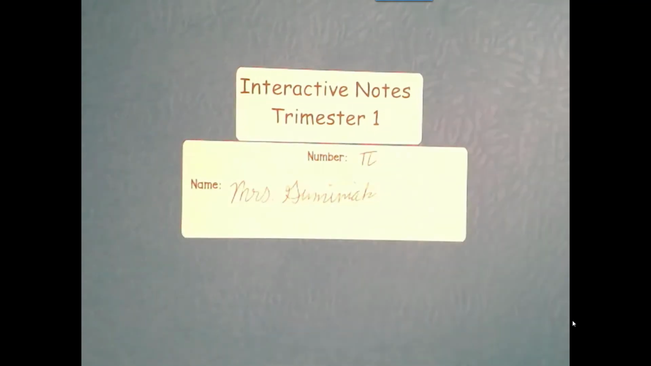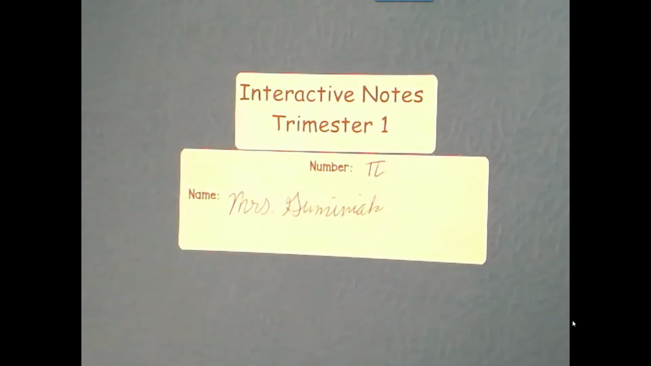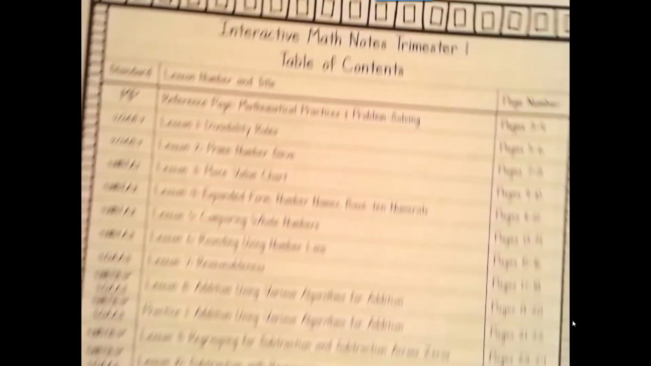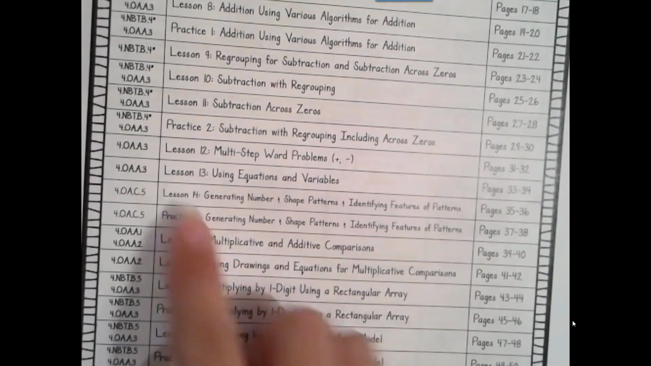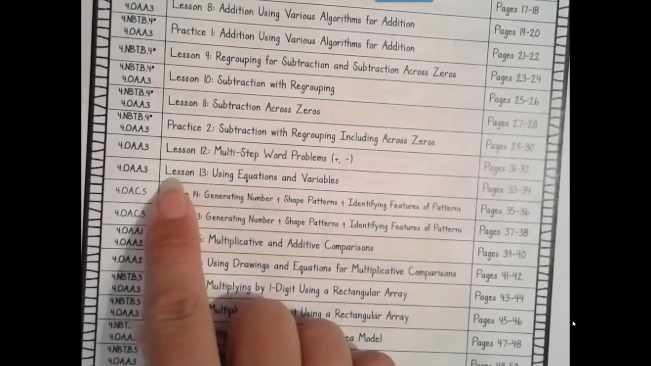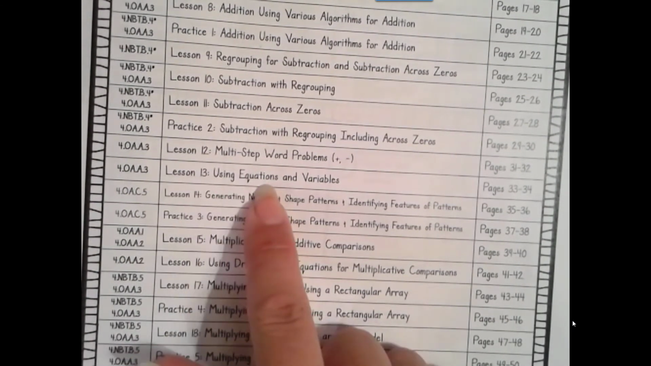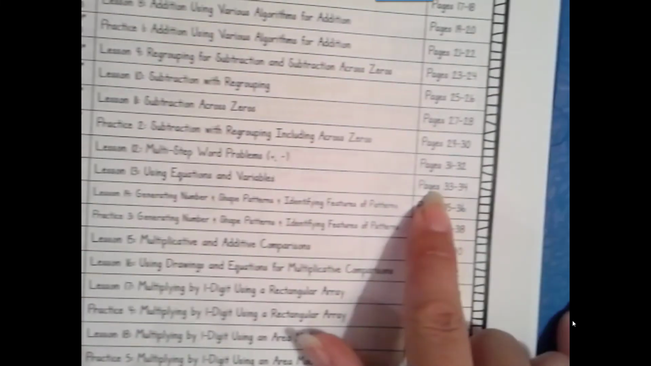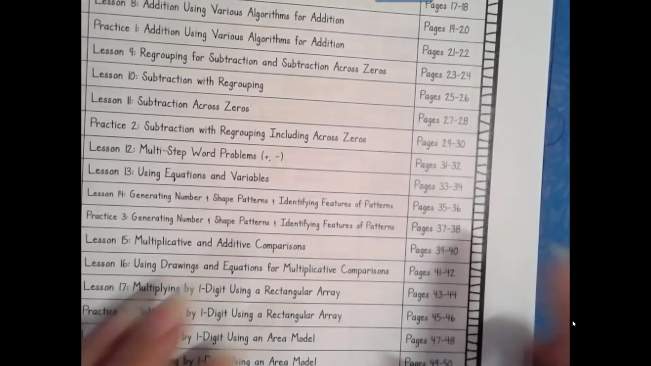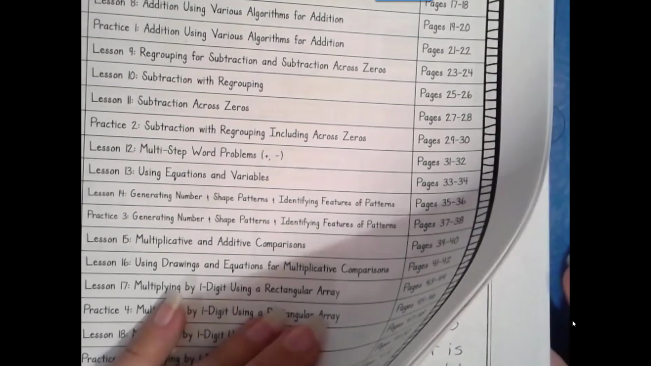Welcome to lesson 13 of our interactive notes. Look at our table of contents, lesson 13, using equations and variables. That's pages 33 and 34.